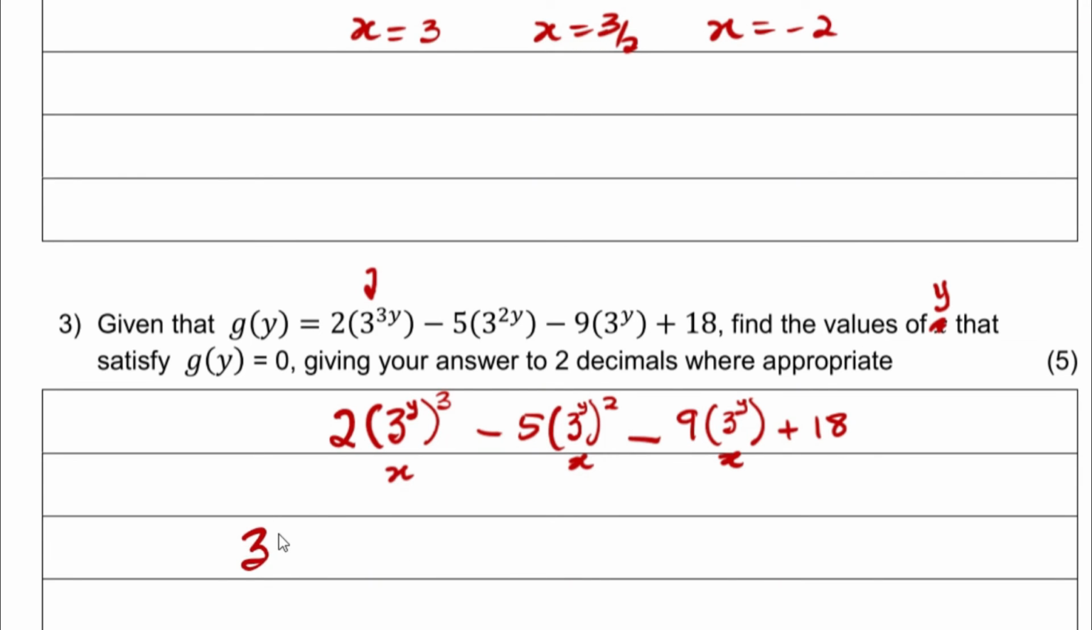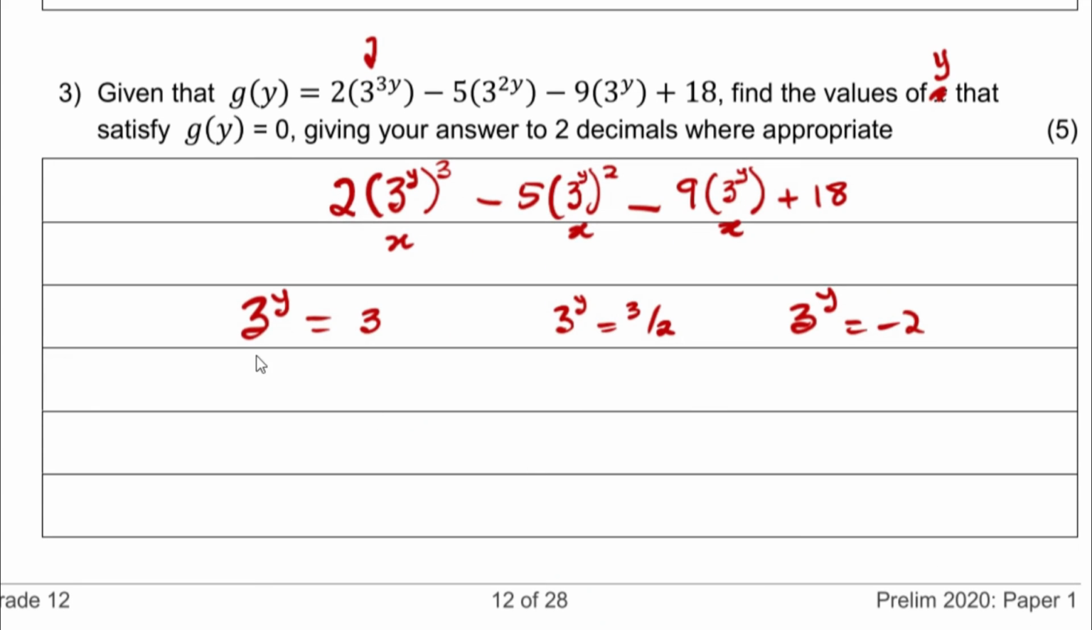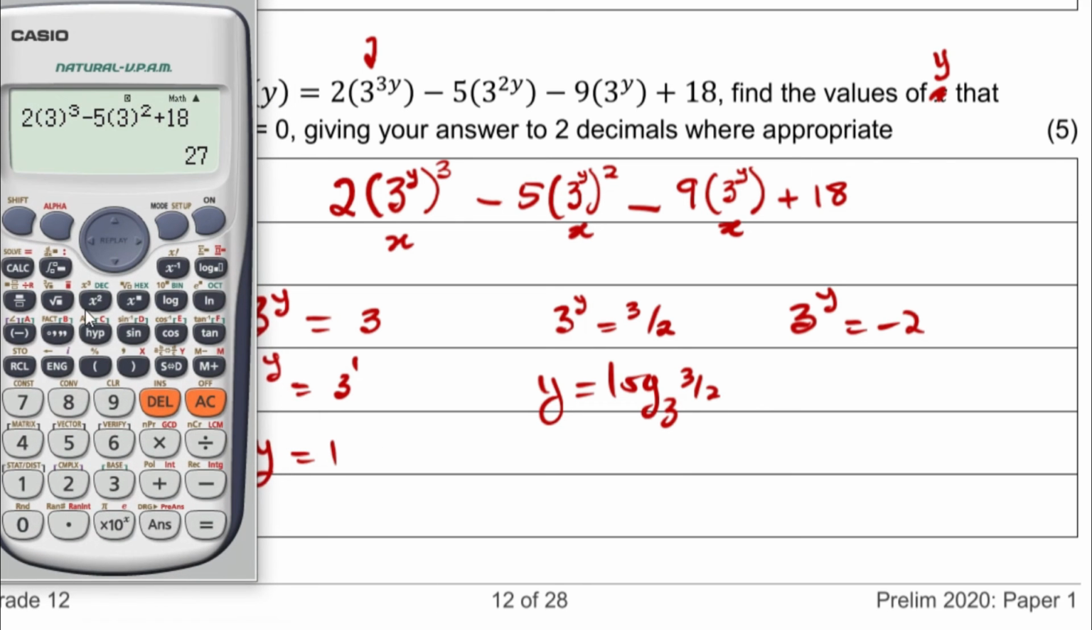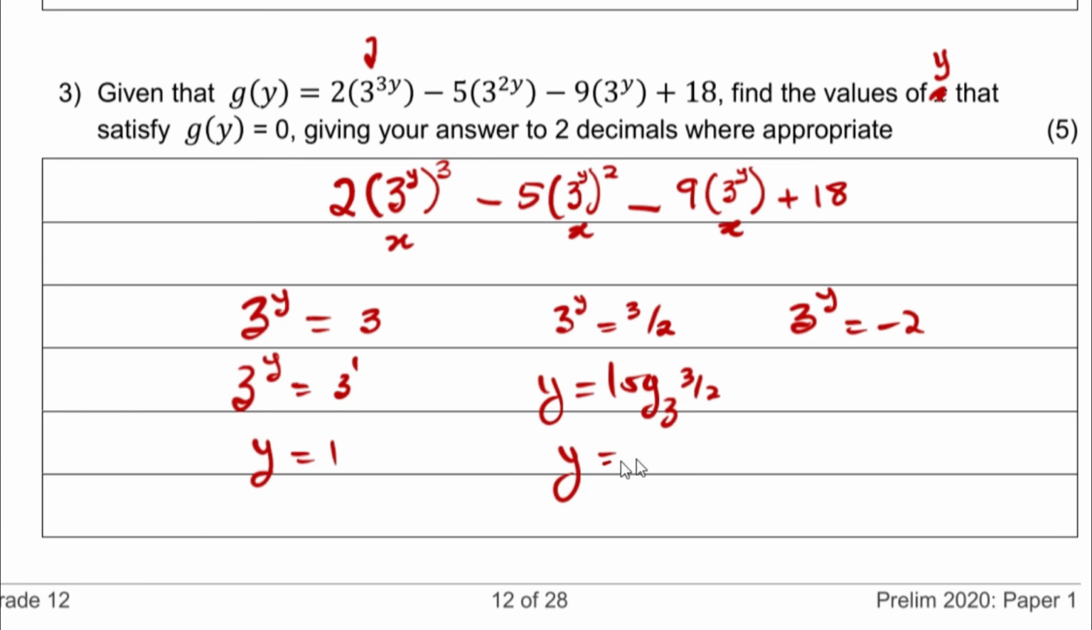So we are saying that 3^y = 3, 3^y = 3/2, and we also have 3^y = −2, right? So solving them independently, this here is just 3^y = 3^1, therefore y = 1. And this one here, we have to use logs, so y = log base 3 of 3/2. Let's put this in our calculator. This log, there we go, 3 over 2, 0.37. So y = 0.37. They wanted it in 2 decimal places, I think.